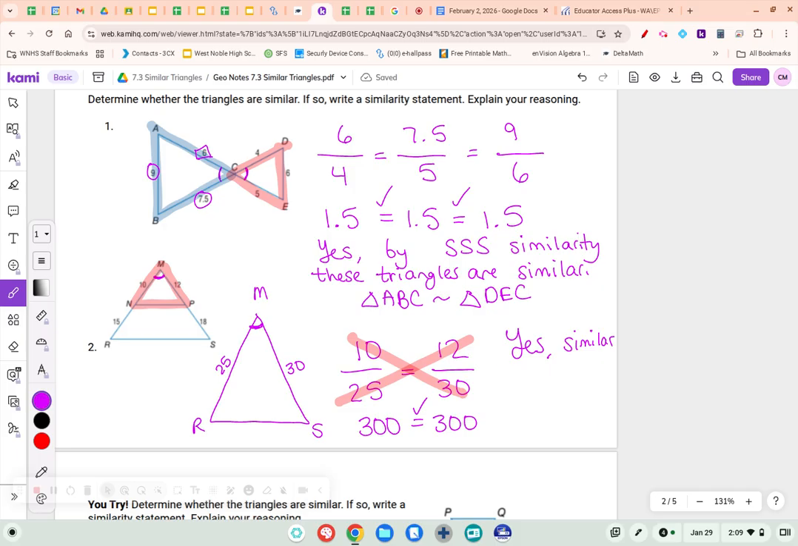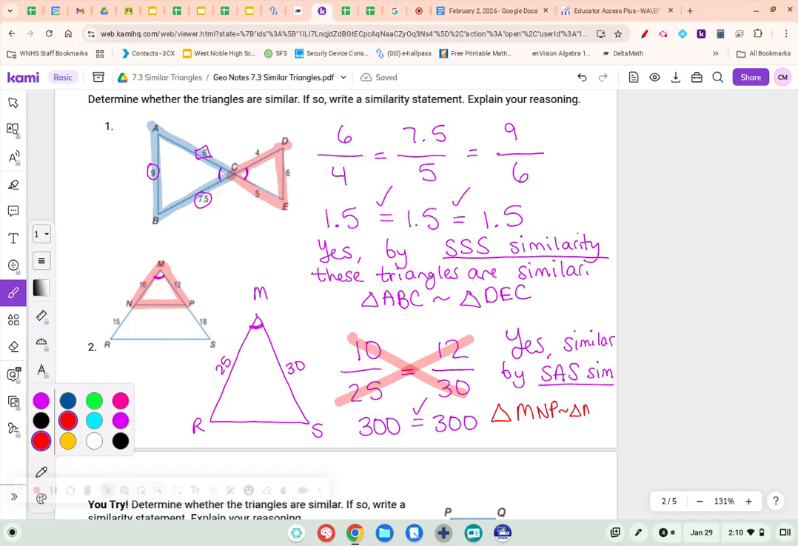Similar. By side, angle, side, sim, and you do have to write the word sim or similarity, just like we had to do with side, side, side similarity, because they're different than the congruence ones. And then, let me change color here, we'll write our similarity statement. We have triangle MNP similar to triangle MRS. And I did make sure to match these up.